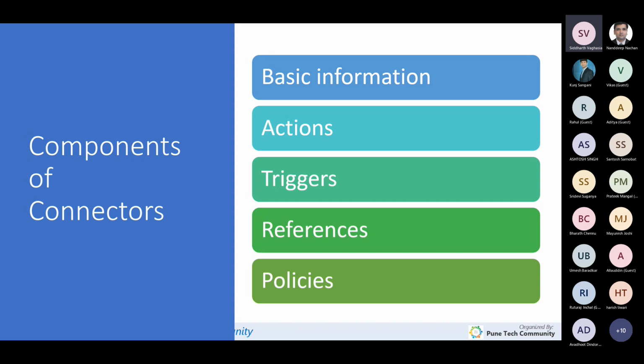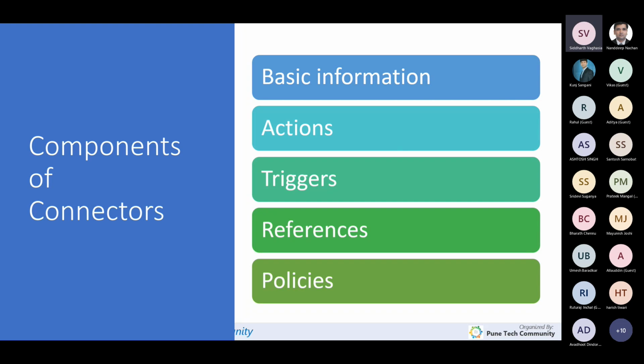Then there is reference. References are more or less variables which we can reuse between actions and triggers. If you need something which is common between actions and triggers, you can use references. It is more like a schema of a particular object type which we would be reusing in actions and triggers. As the name suggests, it is a reference between actions and triggers, and you can have your own definition of the reference variables or object types within your custom connectors.